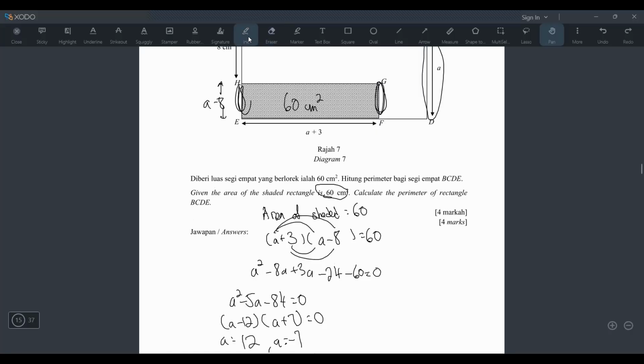So let's scroll up. We all know A is 12 already, right? So it means this one is 12. So how to find perimeter now?